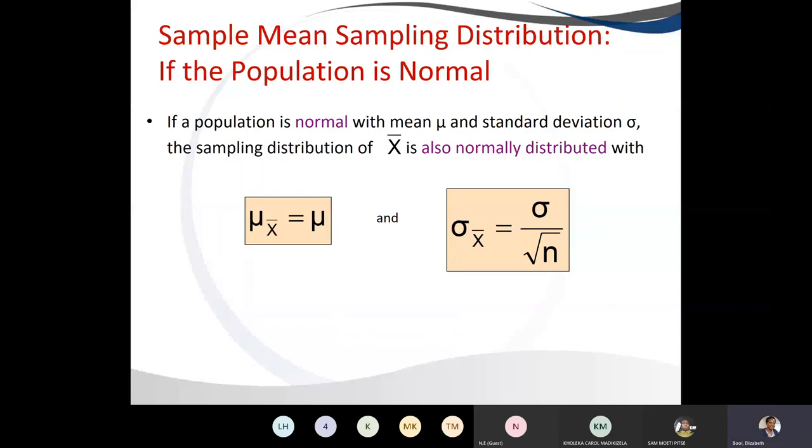When it comes to the mean, if your population is normal with a mean and a standard deviation, remember, if it's normally distributed with a mean of 0 and a standard deviation of 1, then the sampling distribution is normally distributed with the sampling distribution mean equal to the population mean, and your sampling distribution standard deviation being your population standard deviation divided by the square root of n.